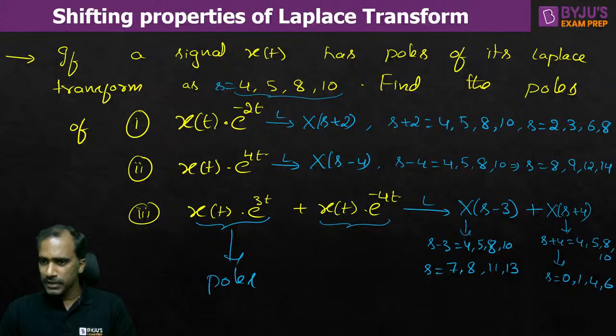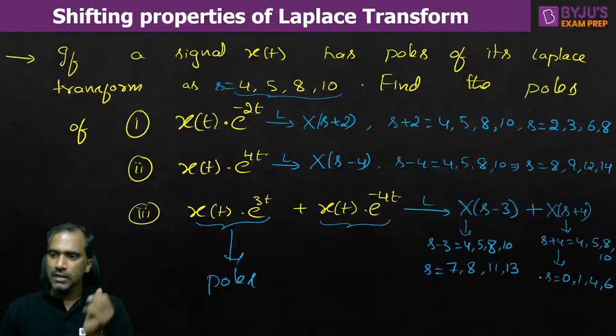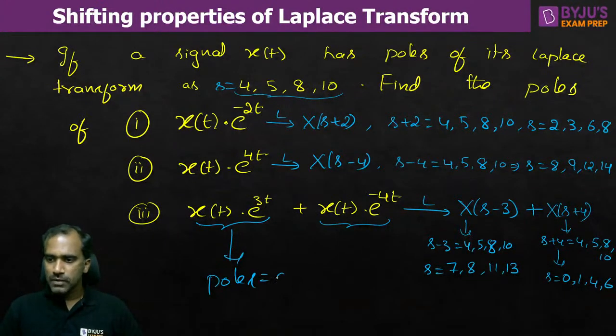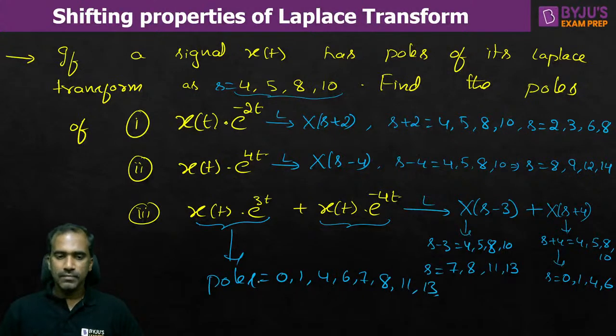Poles means in the denominator you are having s minus 7, s minus 8, s minus 11, s minus 13 terms. Here you are having in the denominator s into s minus 1 into s minus 4 into s minus 6. If you combine these two, in the denominator you'll have s minus 7, s minus 8, s minus 11, s minus 13, s minus 1, s minus 4, s minus 6. So what are the poles? 0, 1, 4, 6, 7, 8, 11 and 13. These are the poles.